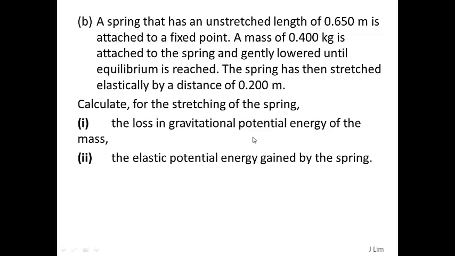A spring that has an unstretched length of 0.65 meter is attached to a fixed point. A mass of 0.4 kg is attached to the spring and gently lowered until equilibrium is reached. The spring has then stretched elastically by a distance of 0.2 meters. Calculate, for the stretching of the spring, the loss in gravitational potential energy of the mass and the elastic potential energy gained by the spring.